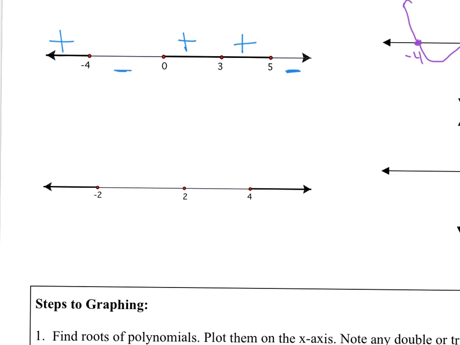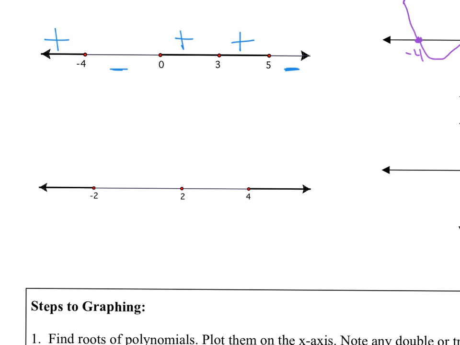And then this last one, we have above the x-axis all the way to the left. And then we have below the x-axis because it's not shaded. Below the x-axis is not shaded. And then above the x-axis is shaded. So on the far right.